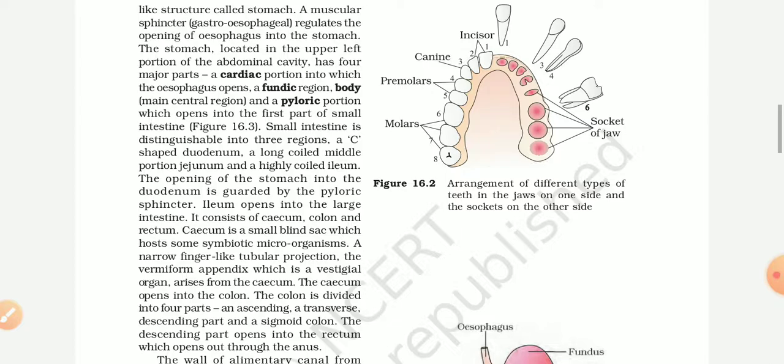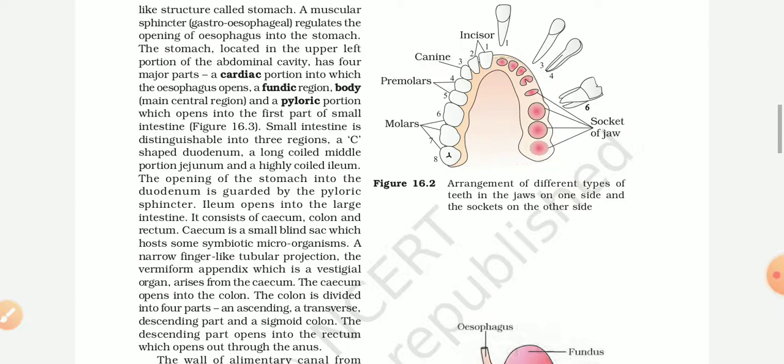The opening of the stomach into the duodenum is guarded by the pyloric sphincter. Again, the opening of the stomach into the duodenum, the first portion of the small intestine, is guarded by a sphincter called the pyloric sphincter. The ileum opens into the large intestine. So the last portion of the small intestine, the ileum, opens into the large intestine.